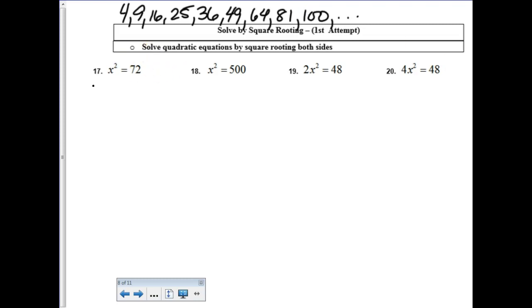All right, so your first step is to isolate whatever's being squared, and then you're going to square root both sides. So when you square root both sides here, you get x equals. Don't forget that the answer is not just positive, but also negative, so you can shorthand that by saying plus and minus. But then you've got to simplify.